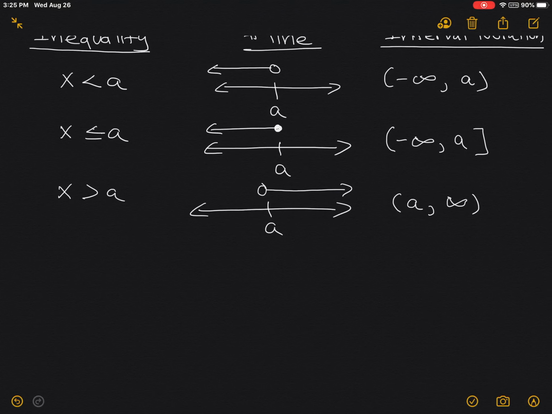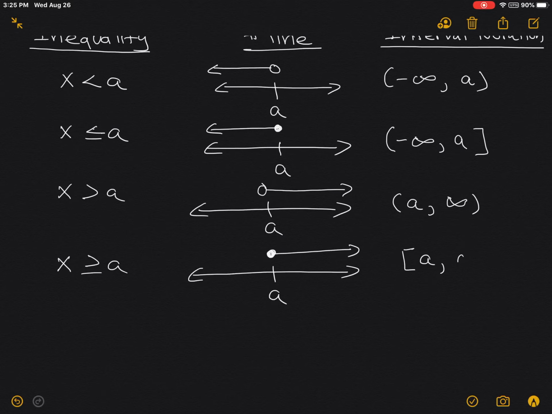All right, and likewise, if you want to say x is greater than or equal to a, same exact thing. I draw a closed circle going to the right. And I'm going to start with a this time, except I include the value of a, so I'm going to write a bracket. Okay, so there's that concept again: if anything's closed, you write a bracket.